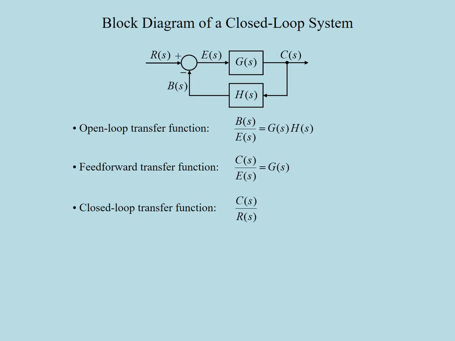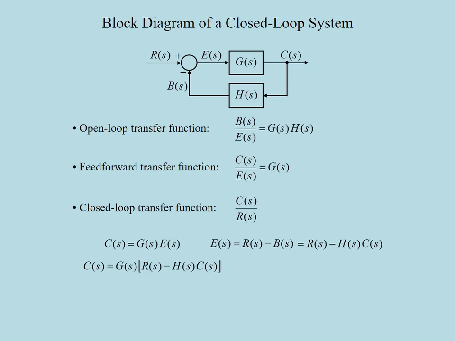To derive the closed-loop transfer function, first note C of s is equal to G of s times E of s, and the signal E is the difference between R and B. Here you can replace B with H times C. We can substitute this expression for E in the equation on the left-hand side to obtain C of s is equal to G multiplied by R minus H times C. And now, rearranging this equation, the ratio of C of s to R of s can be obtained as G over 1 plus G times H.